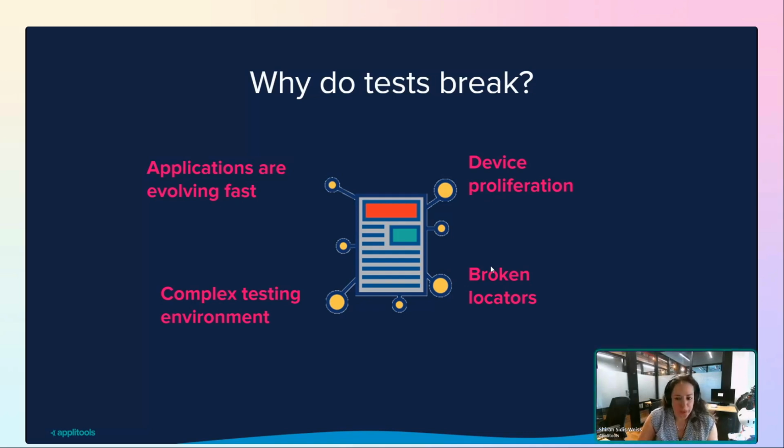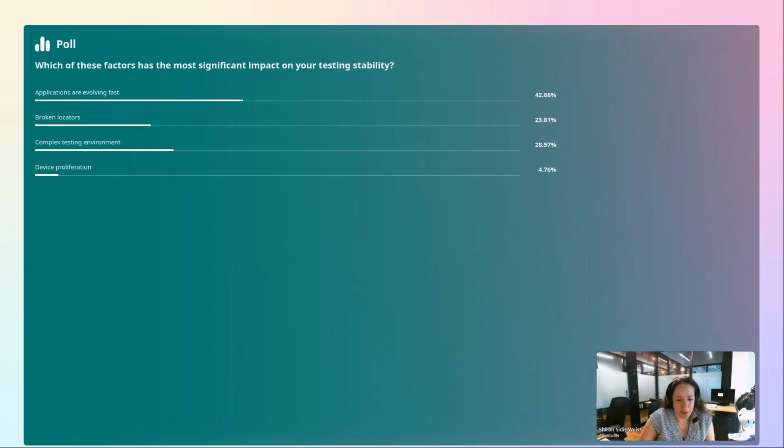So I hope you answered the poll. Pam, do you want to share the results? So applications are evolving fast. That's the number one factor. That's great to hear. Broken locator is number two, or no, actually that's number three. It's not ordered.